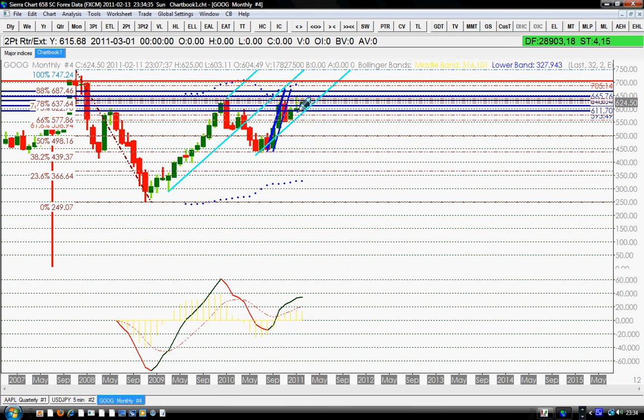But in my view, Google will seek to break the first channel line and try to go into the second one, and in the region of the 78% Fibonacci retracement level, which is 637.64, the bears will challenge this stock. If the stock manages to cross above 637.64, the greediest target is in the region of 700 for this stock.